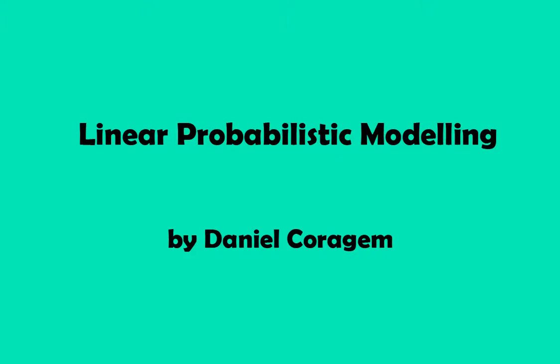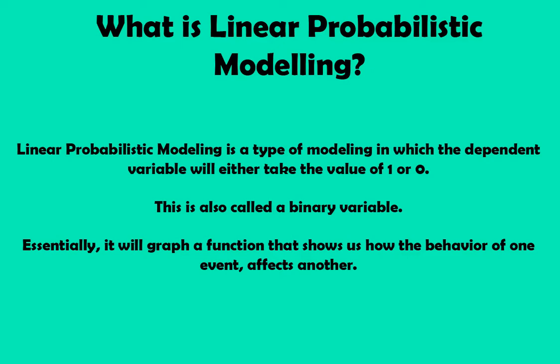Linear probabilistic modeling is a type of modeling in which the dependent variable will either take the value of 1 or 0, depending on whether the tested case succeeds or fails, meaning it yields whether some sort of tested expectation was met or not. This is also called a binary variable. Essentially, it will graph a function that shows us how the behavior of one event affects another.